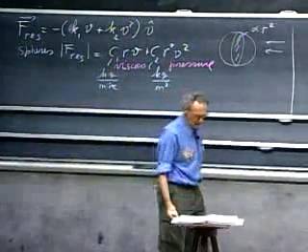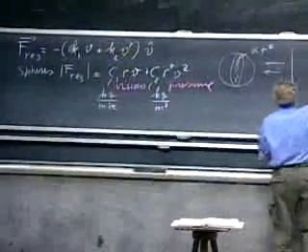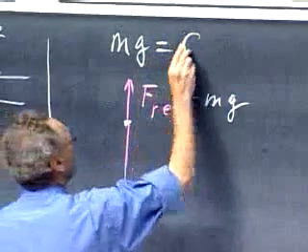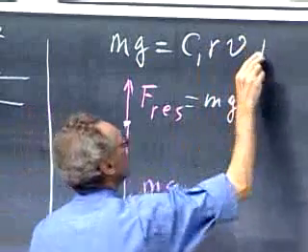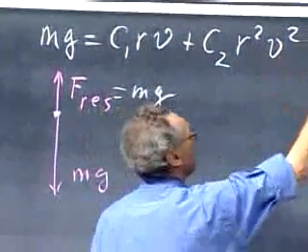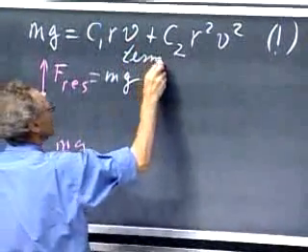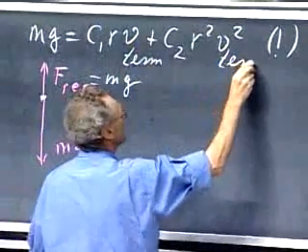And that will be the case when mg equals C1 R v plus C2 R squared v squared. And then we have here the terminal velocity.